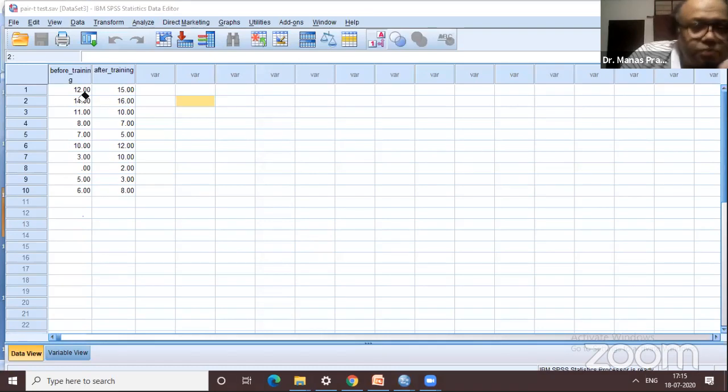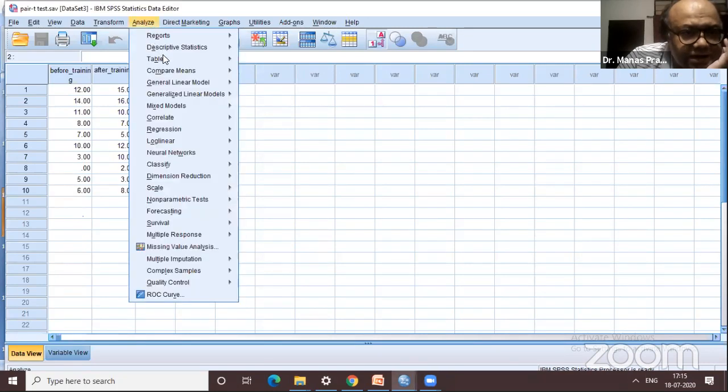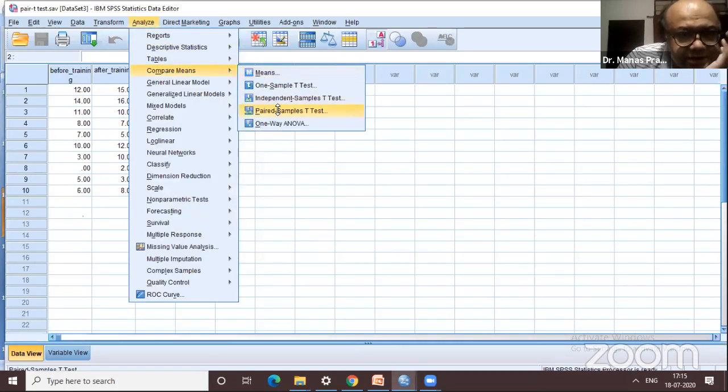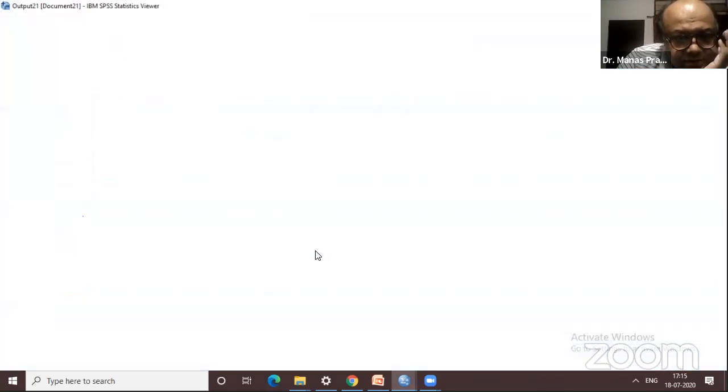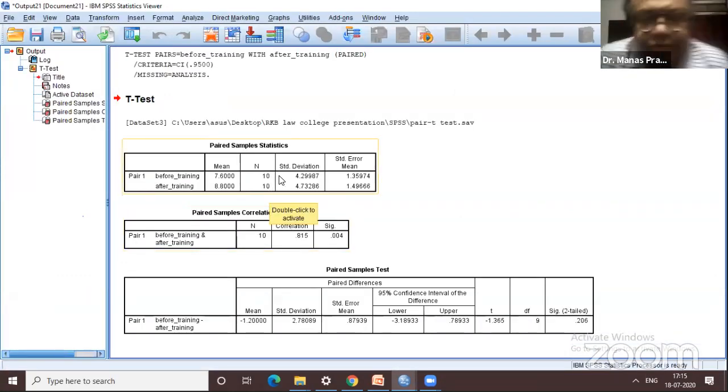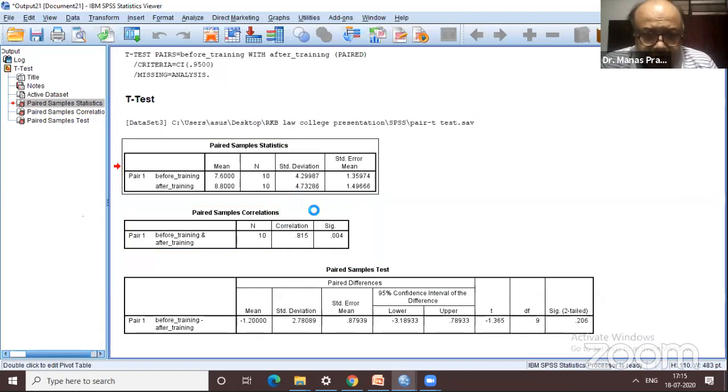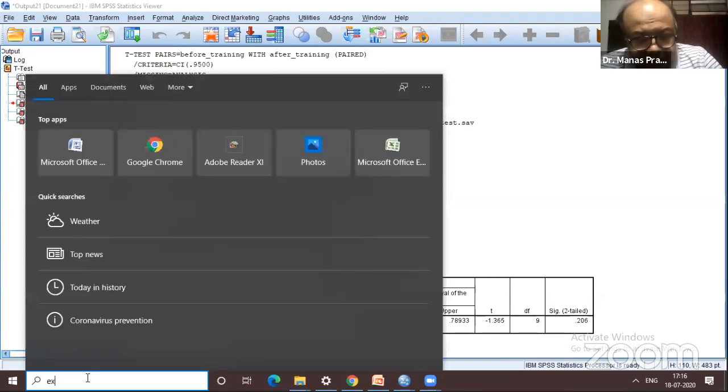So this is the way we can arrange the data, before training and after training. Then go to Analyze, Compare Means, Paired-Samples T Test, then before and after training. So this is the result. You don't need to present all the things, so I prefer to do it like this.